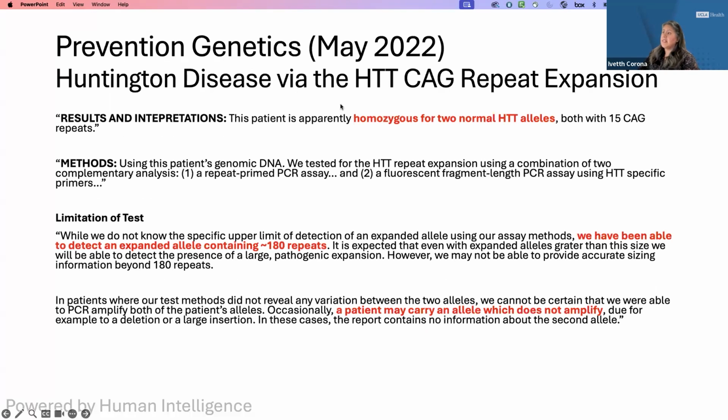Then PreventionGenetics identified homozygous for two normal HTT alleles. In the methodology and limitations, they said they have actually identified cases with 180 repeats. So these tests could potentially have identified something really large, as in the case of our patient, but they know they have a limitation: they might carry an allele that doesn't amplify, and then they cannot see it.